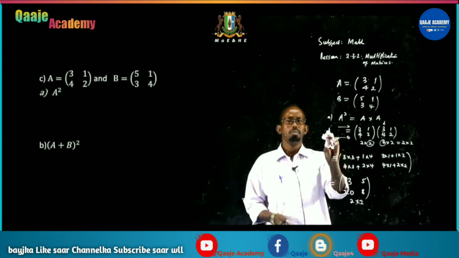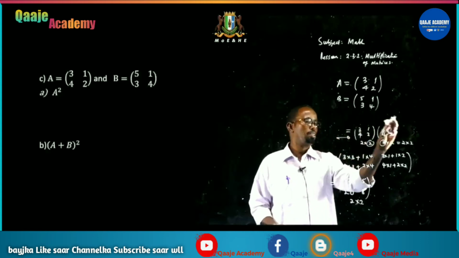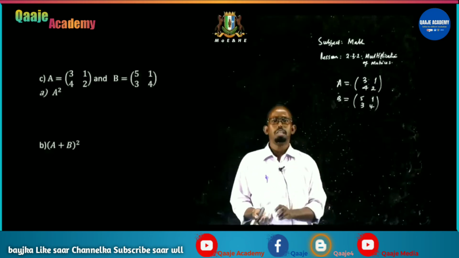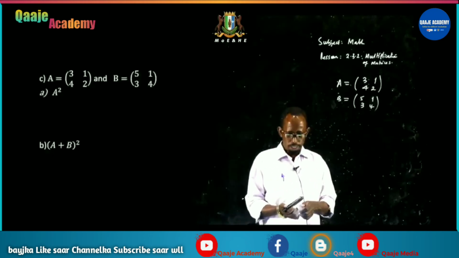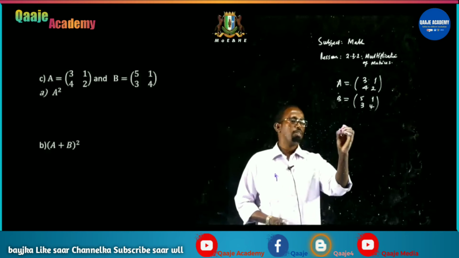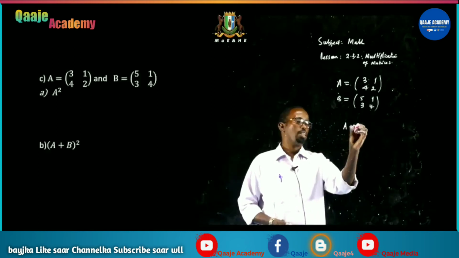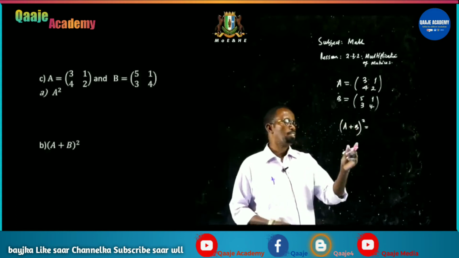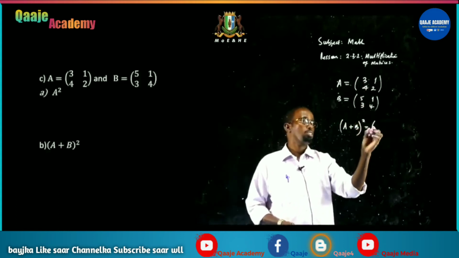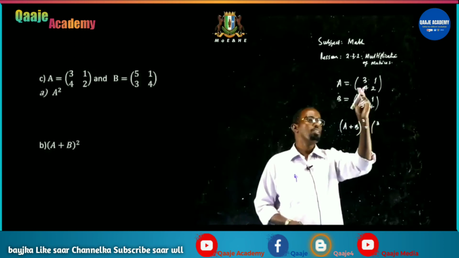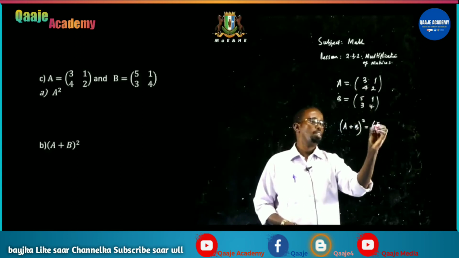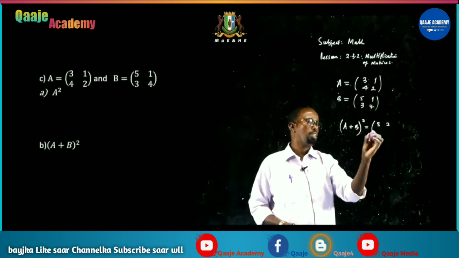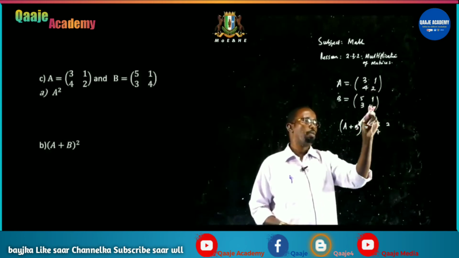The next example is A plus B in brackets squared. A plus B in brackets squared means you add A plus B first by adding the corresponding elements. So we have 3 plus 5, you get 8. And then 1 plus 1, 2. And then 4 plus 3, 7. And then 2 plus 4, 6.